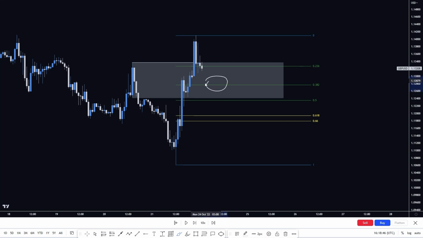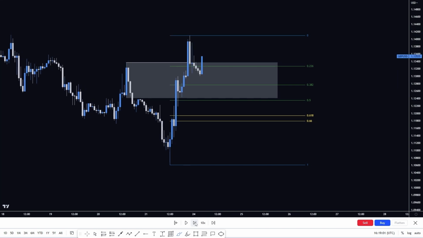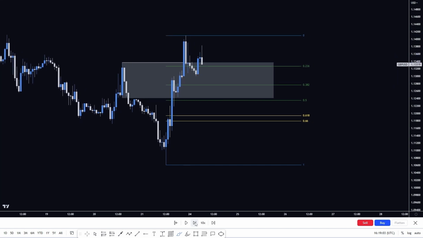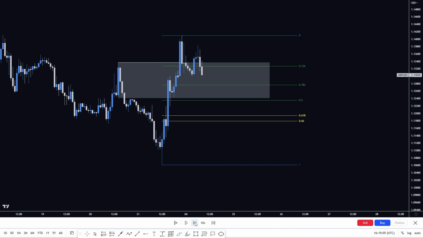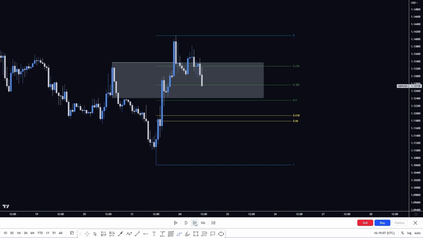Now we're going to be focusing mainly on this 0.382 line. So anything that we get in this area now is going to be the area of interest, because then we're going to have those stacked confluences of the break and retest zone and also a Fibonacci level. So let's keep playing the candles out. We get a little move up. Great. We don't break the high yet. We start to come back down.